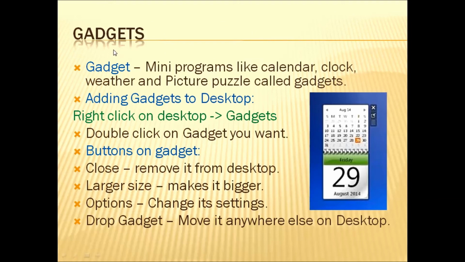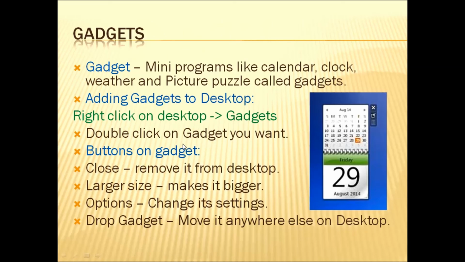Gadgets is one of the interesting ones that is available in our computer. First of all, we will see what is a gadget. Gadgets are the mini programs like calendar, clock, weather and picture puzzle. These are called gadgets. How to add gadgets to your desktop? We can add calendar or clock or picture puzzle to your desktop. How to add it? Right click on the desktop, then click on gadgets. Then you should double click on the gadget you want.